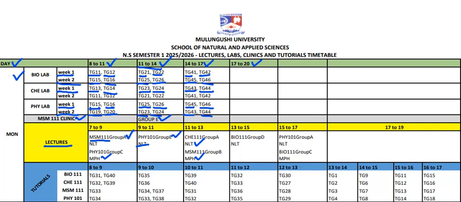Then for group D, it will be from 13 to 15 NLT. Okay, this is going to be on a Monday. Okay, so it's going to be a very big schedule. And then from 15 to 17, it will be group A from the NLT, and then biology group C, you'll be having it from the multipurpose hall. So if you're in group C, you take note. If you're in group A, you take note.